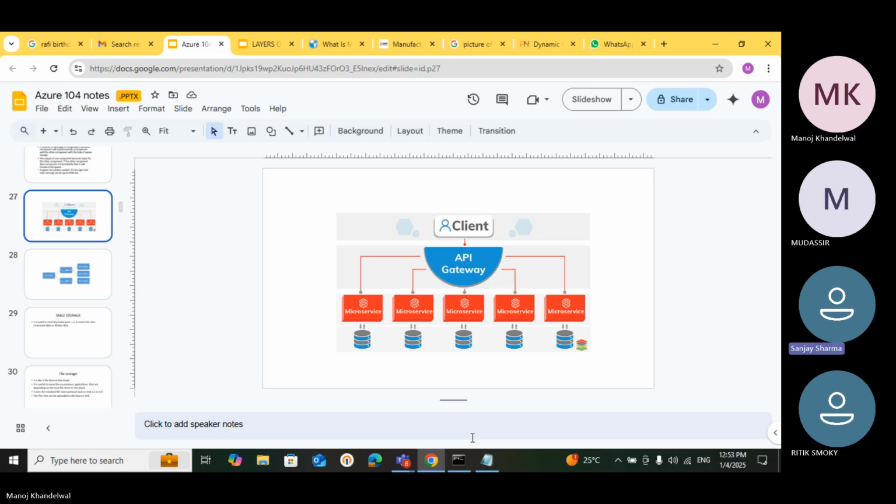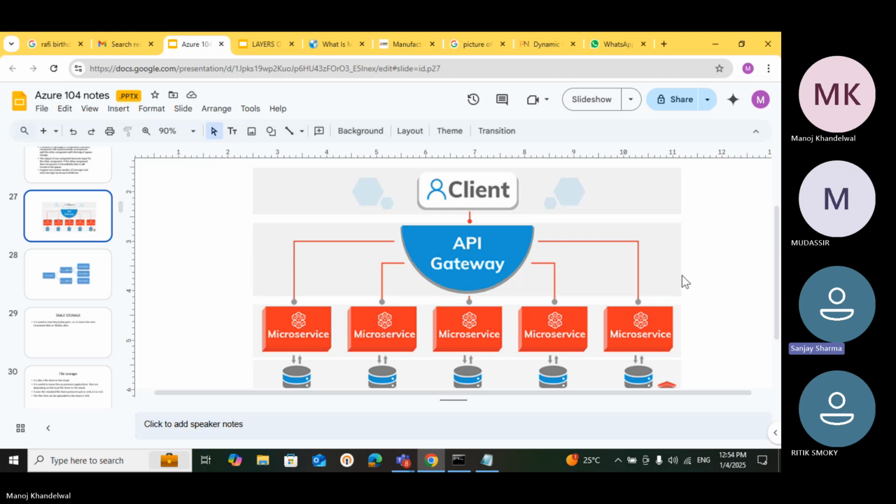Manoj, can you zoom in on the image a little bit? And you said it's called microservice architecture, right? Okay. So this is the way of making applications nowadays. Instead of making one huge application, they divide the application into a number of small services called microservices. And each microservice works independent of the other.